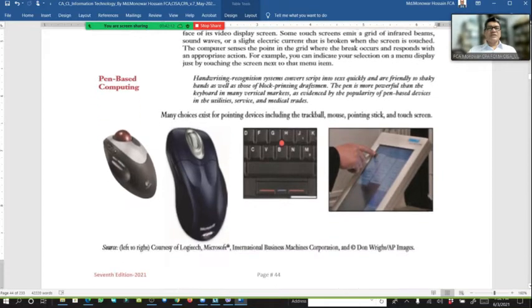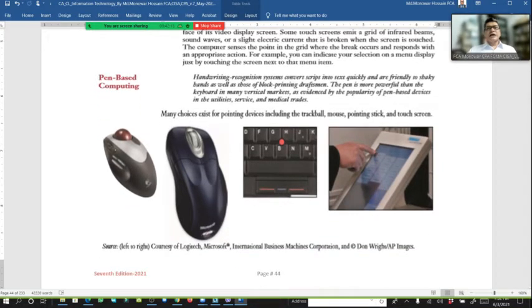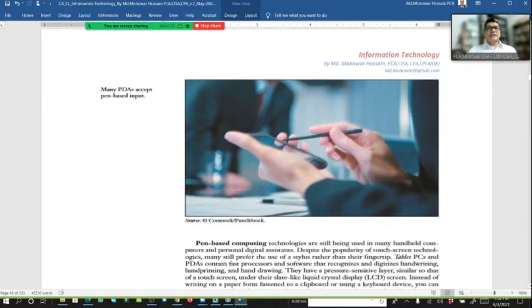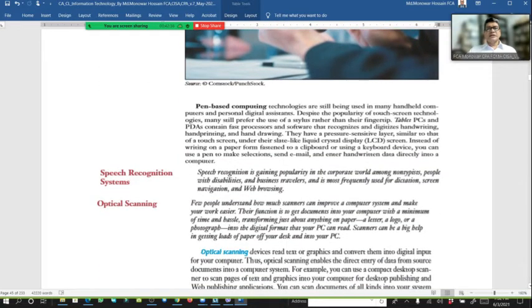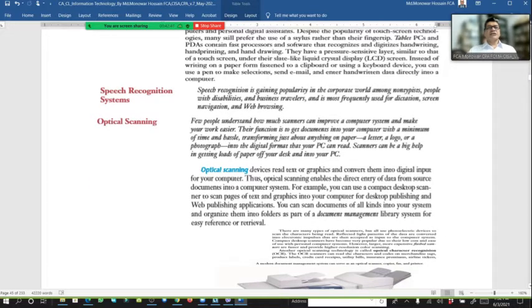Pen-based computing, here is handwriting recognition, so you can write through the touch screen, and other ways we can write, and it is recognized. Here the mouse, different types of items at this moment. And many PDAs access pen-based input also, just writing here. Pen-based computer technology is still being used in many handheld computers and personal digital assistants, and some are speech recognition systems and optical scanners.